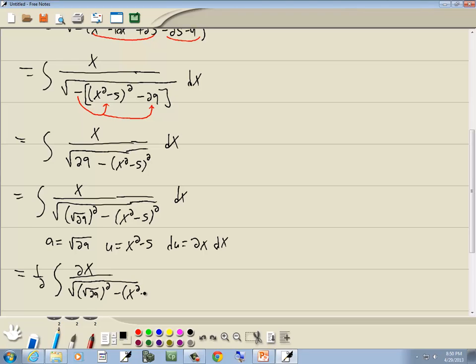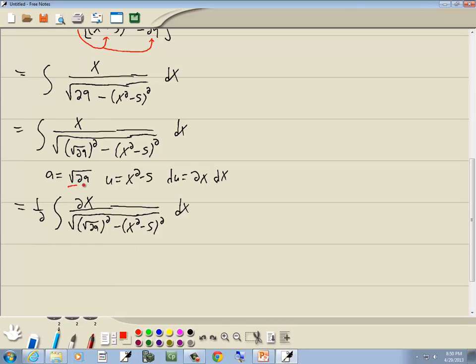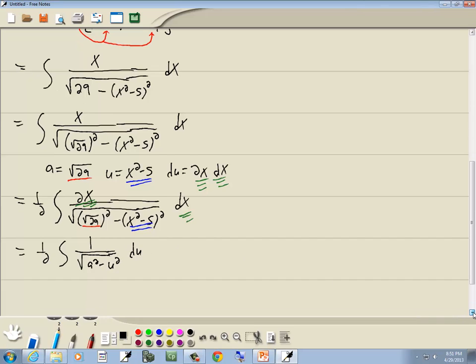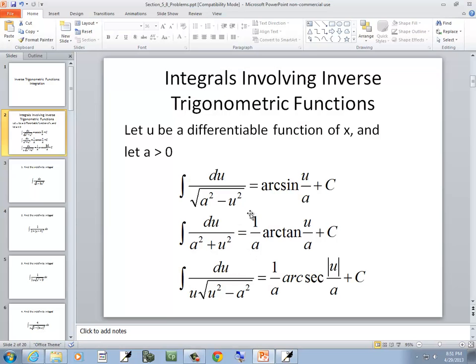So now, let's see what's accounted for. Square root of 29, square root of 29. x squared minus 5, x squared minus 5. 2x dx, 2x dx. So everything's accounted for. So this becomes 1/2 the integral of 1 over the square root of a squared minus u squared du. Which matches our formula exactly, the first one.